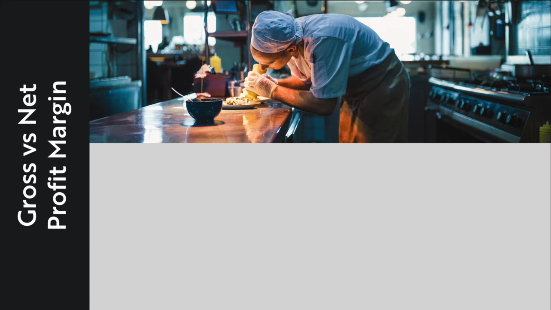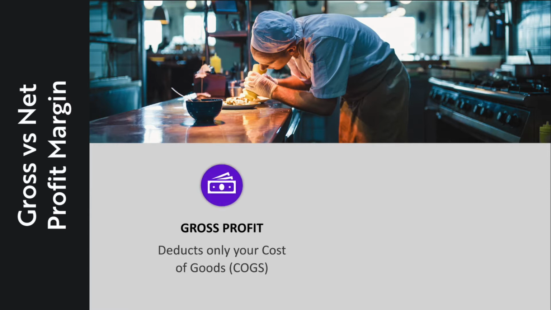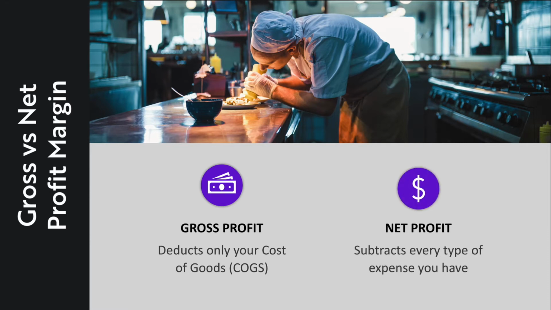Great. So now let's break that down even further. It's important to know that there are two classifications of profit margin, gross profit and net profit. The difference comes from how you calculate your expenses. Gross profit deducts only your costs of goods sold, while net profit subtracts every type of expense that you have. Two very different things and an important distinction to know when you're looking at your financials.